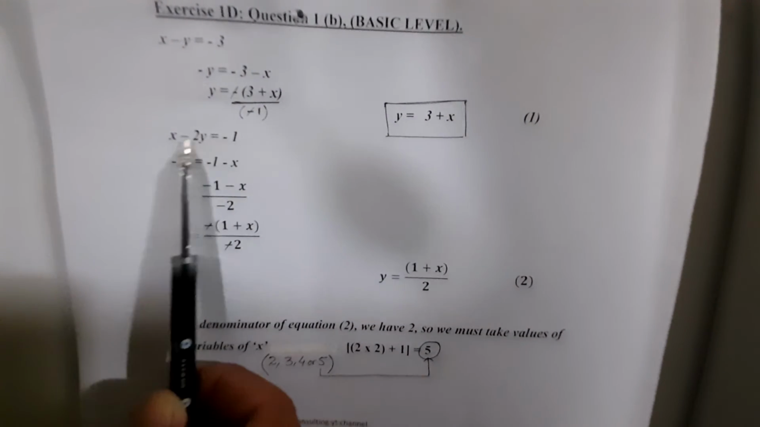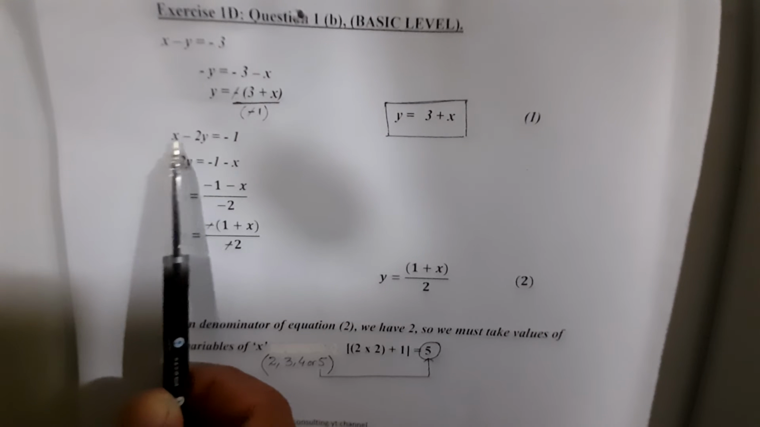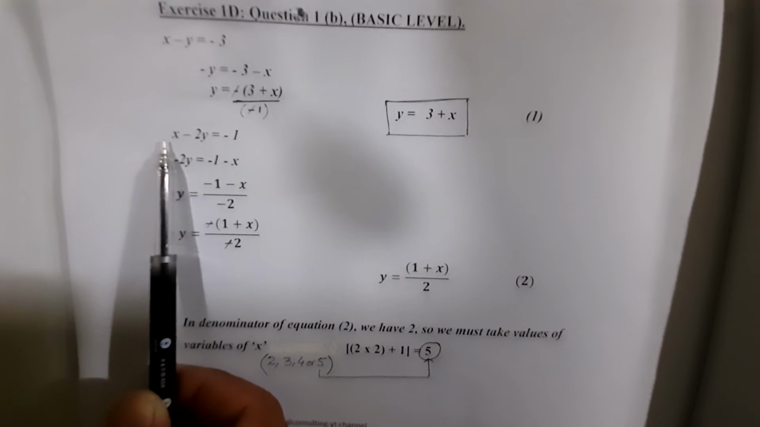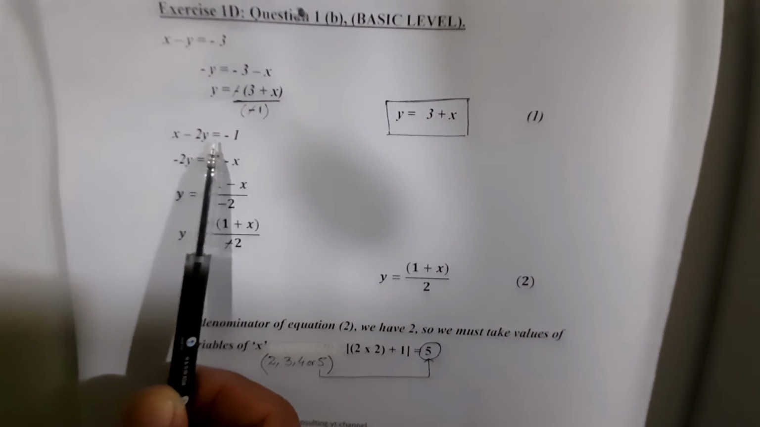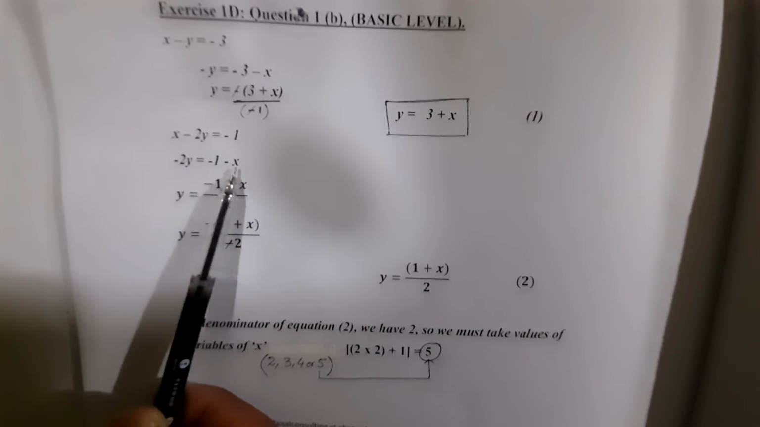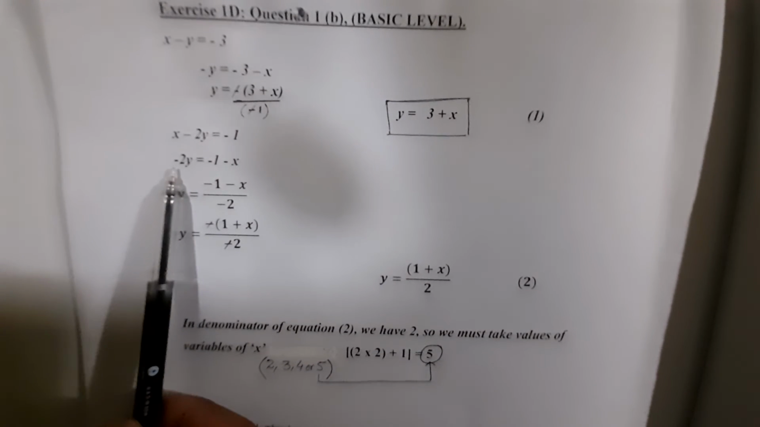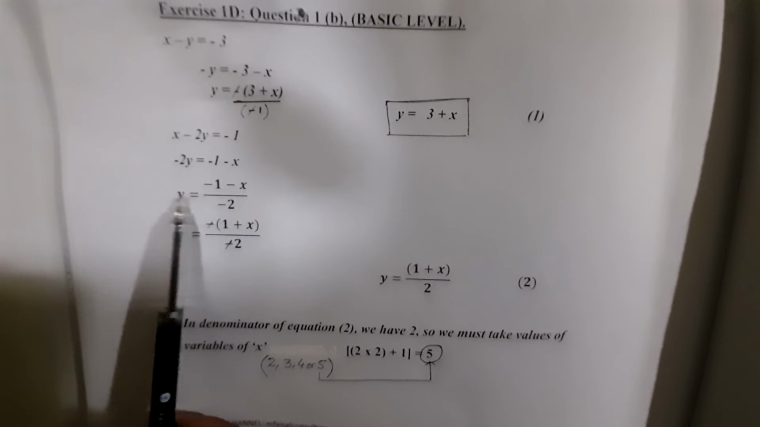This is our equation. So the second equation is x minus 2y is equal to minus 1. So take x on the right hand side of the equals sign. So it will become minus 2y is equal to minus 1 minus x. Minus 2 is a constant. Take the constant in the denominator. It will become minus 2. So y is equal to minus 1 minus x divided by minus 2.